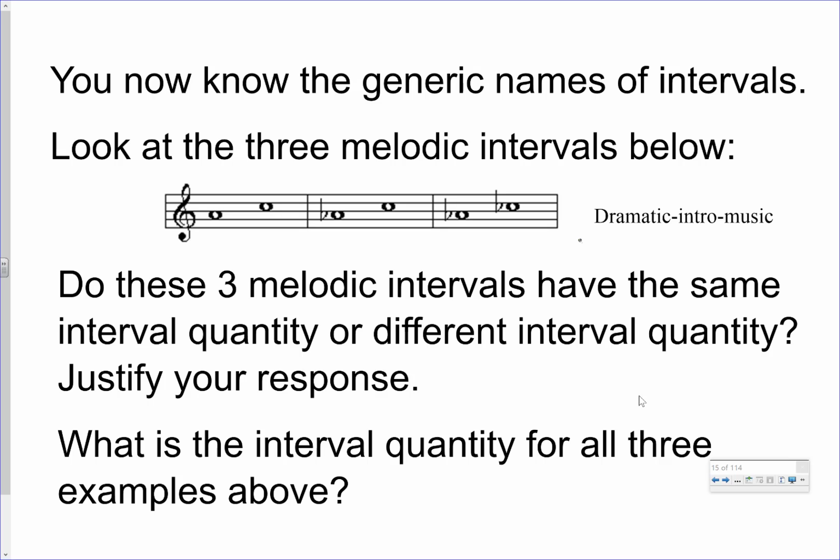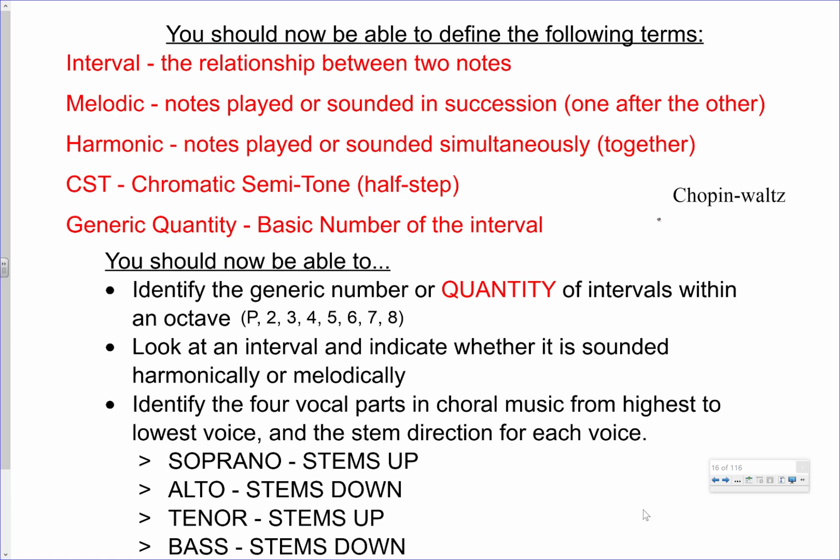So, college, do these 3 melodic intervals have the same interval quantity or different interval quantity? If you said the same, you would be correct. They are the same, because when we're dealing with interval quantity, we're talking about just the generic number. And the generic number for all 3 of these intervals above is the number 3. And that answers the next question.